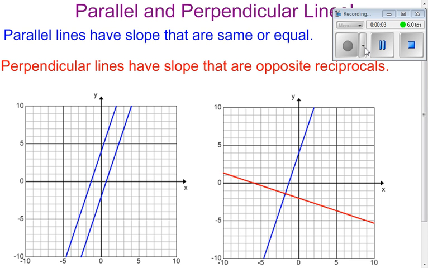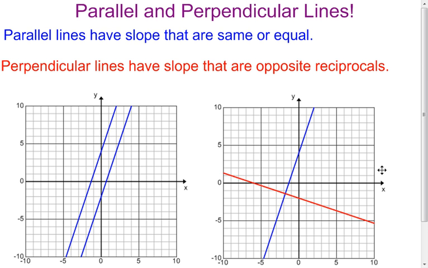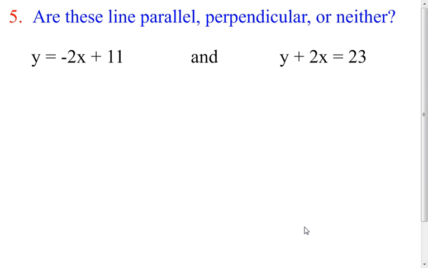All right, in this lesson I'm going to give you the equation of two different lines, and I want you to tell me whether those lines are parallel to each other, perpendicular to each other, or neither. We already know that parallel lines have the same slope and that perpendicular lines have slopes that are opposite reciprocals of each other. So in this case, I'm going to give you two lines.